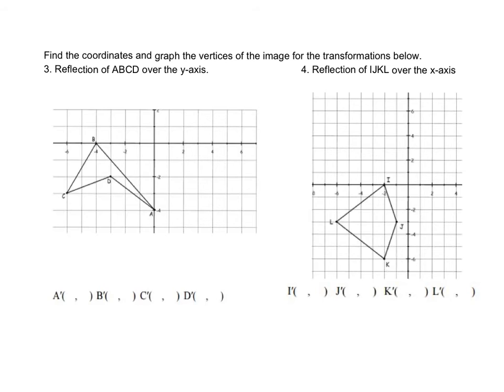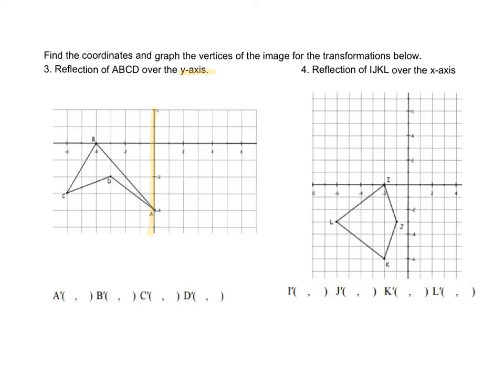Our next 2 examples have to do with our reflections. So in problem 3, we want to reflect over the y-axis. The y-axis is the one that goes up and down. So to reflect a point over the y-axis, we just count the distance each point is from that line and make sure we go the same distance.